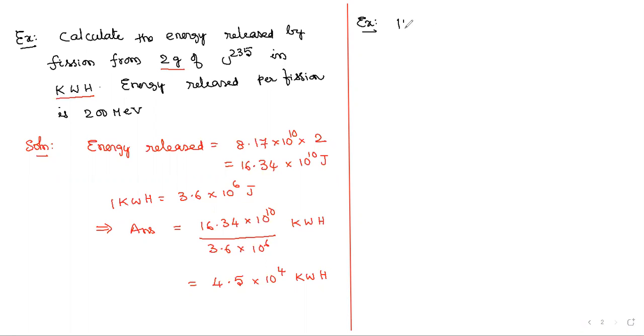How much uranium-235? Again, he is using the fuel as uranium-235 only, consumed in a day. In a day means he gave the time. Time means I think he is going to ask power. He consumed in a day. 1 day means 86,400 seconds.